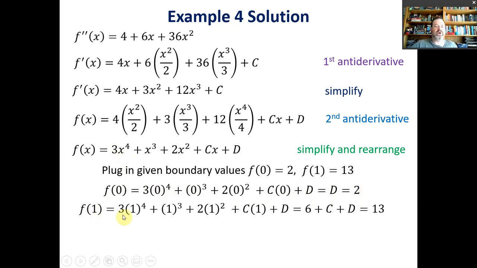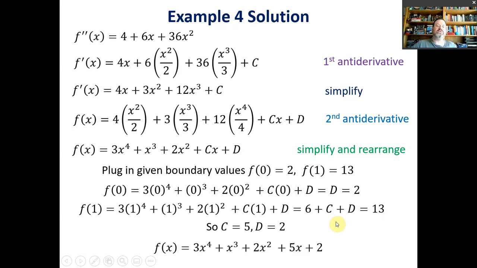And then here, f of 1. Plug everything in. It simplifies to 6 plus c plus d equals 13, because we know it equals 13. Well, if d is 2, 6 plus c plus 2 is 13, so d is 5. I'm sorry, c is 5. D is 2. Yeah, c is 5, right? 6 plus 5 plus 2 is 13.